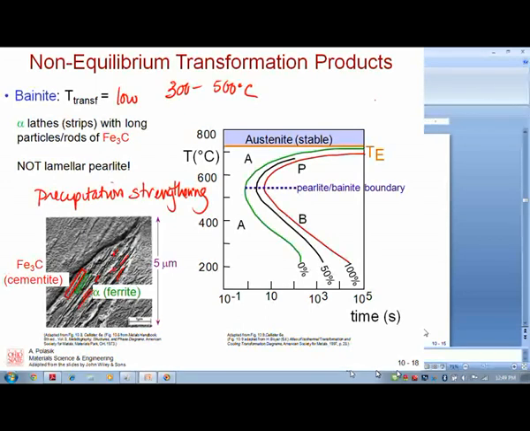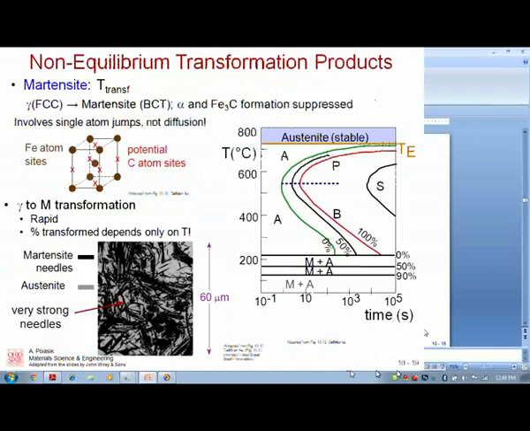With me? Okay. There's a third one we're going to talk about today, and that's called martensite. Martensite is not an equilibrium phase. It's not on the iron-carbon phase diagram. Nowhere on that diagram is martensite because it's not an equilibrium phase. It will form if we cool it quickly enough. So say a water quench.